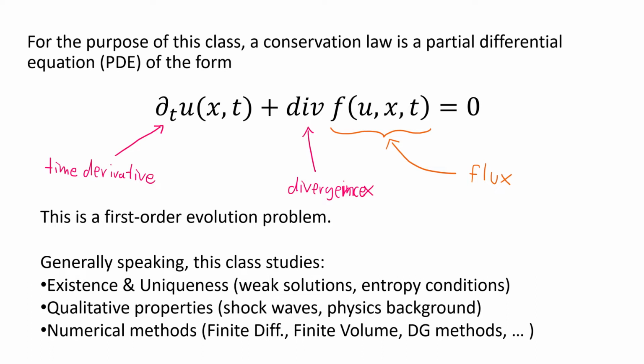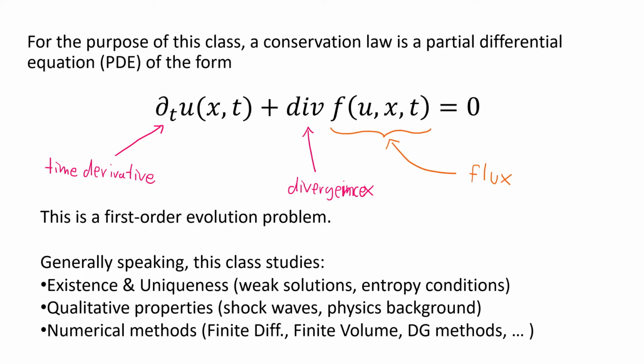Now, the flux is quite important. It depends typically on u itself, but may also depend on x and t. Many different conservation laws arise from different choices of the flux function f. So that is a partial differential equation that we will consider and study within the next months. As you can tell, this is a first-order evolution problem. And generally speaking, what we do in this class is we study the existence and uniqueness of this partial differential equation. Some things we will encounter are weak solutions, entropy conditions that constitutes a theoretical background.